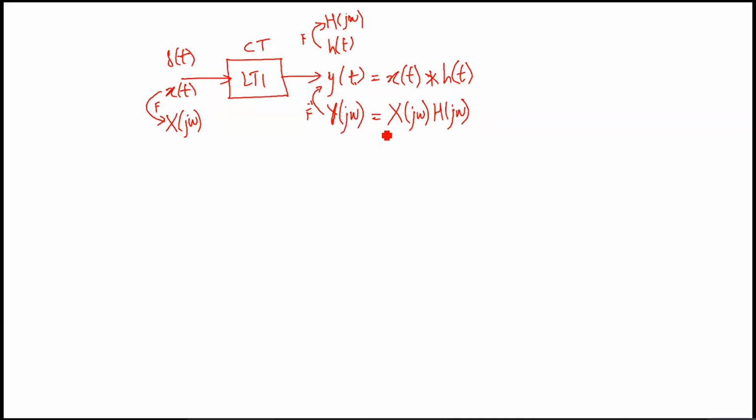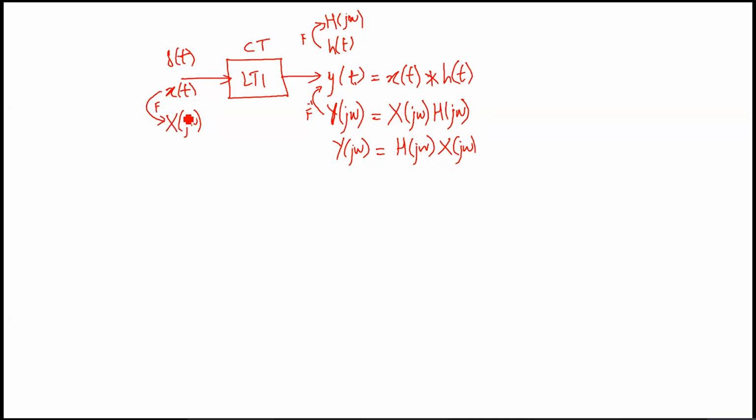So now if you see here the output, we can write it in any order. It is basically H(jω) into X(jω). Now there are a few simple points that you need to be aware of. First of all, if we take the Fourier transform of x(t), it is X(jω).